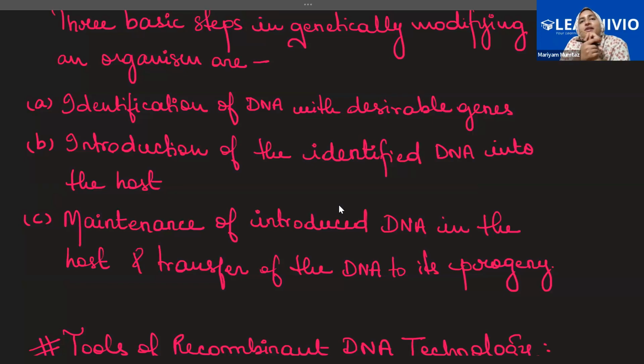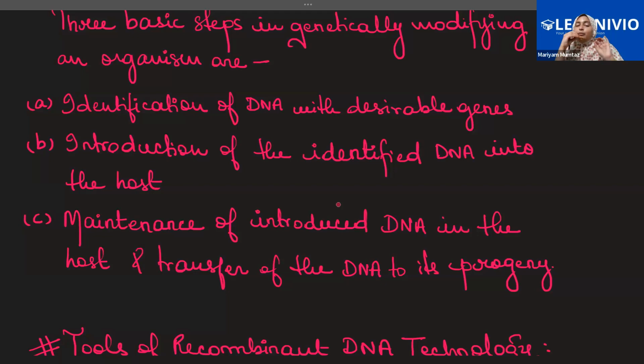Lastly, once we have done all of these things, we want the host to make more and more copies. That is the whole concept behind it. So we have the maintenance of the introduced DNA. The DNA has been introduced into the host and then it has to be transferred to the progeny, because if the host divides, our desired DNA will also divide and then go to the progeny. So we can see the generations along with it.